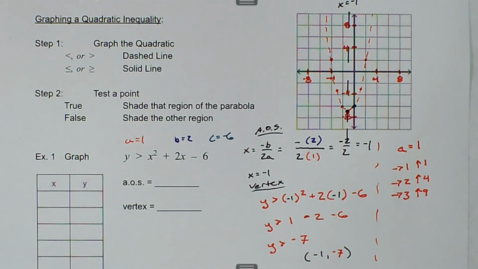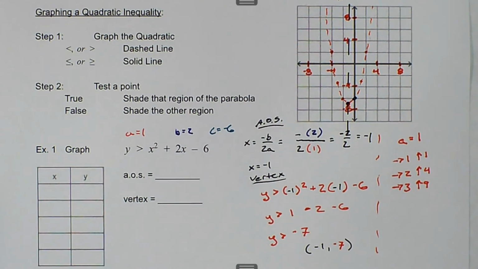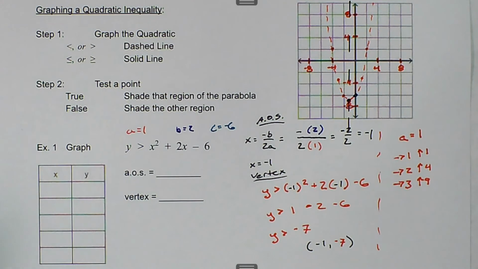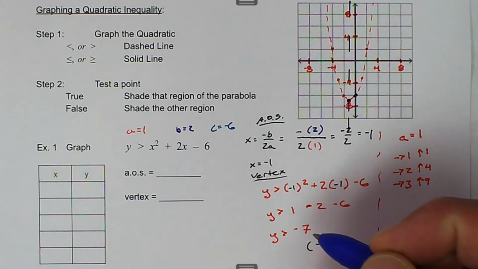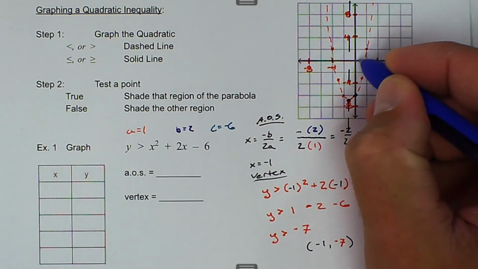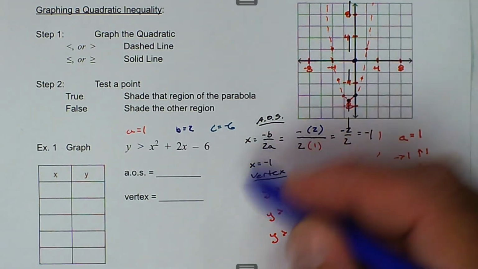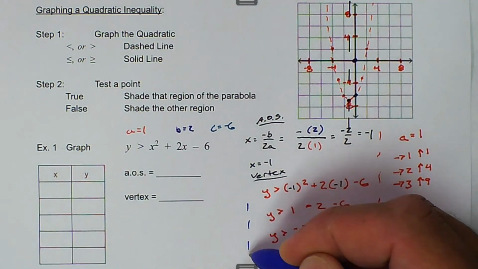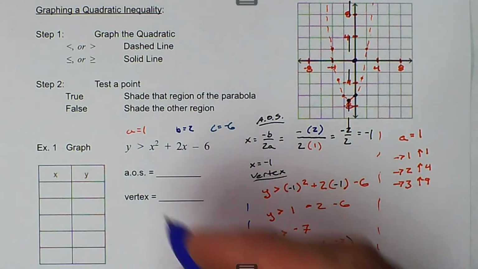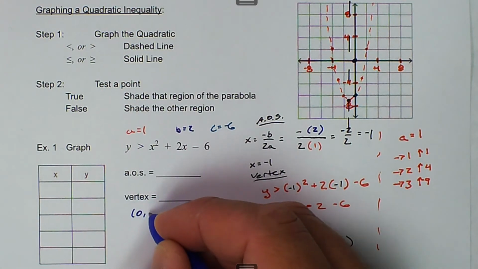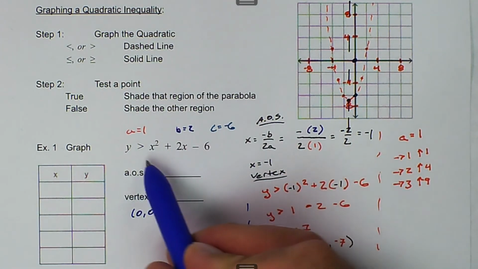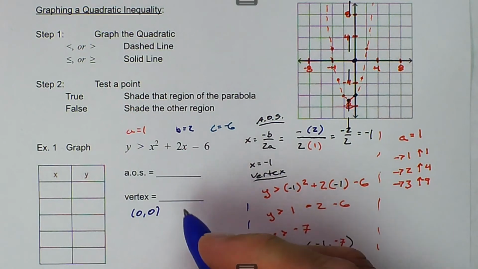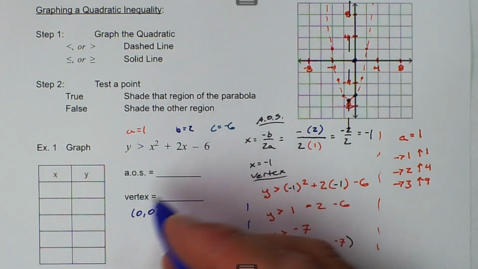Now we have to decide where we should shade. There's two regions: inside the parabola, and outside the parabola. So we need to check a point. In this case, I'm going to pick the point 0, 0, and I'm going to check that by substituting it into our inequality.